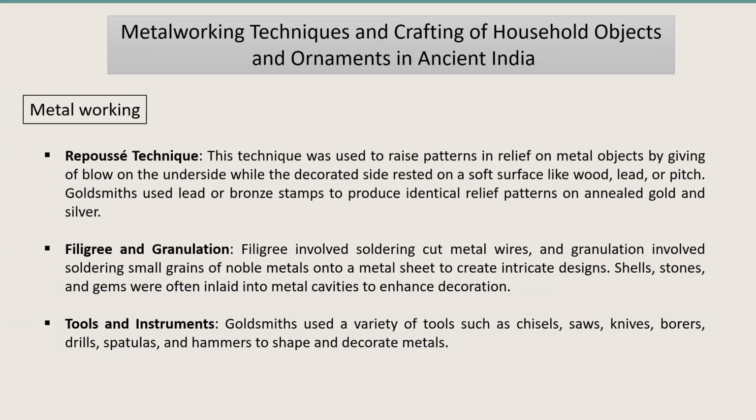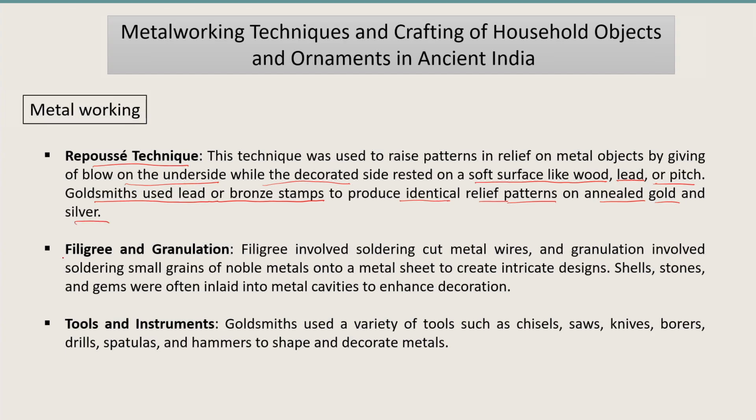Now, metalworking techniques and crafting of household objects and ornaments in ancient India. Metalworking. First example is repoussé technique. This technique was used to raise patterns in relief on metal objects by giving blows on the underside while the decorated side rested on a soft surface like wood, lead or pitch. Goldsmiths used lead or bronze stamps to produce identical relief patterns on annealed gold and silver.